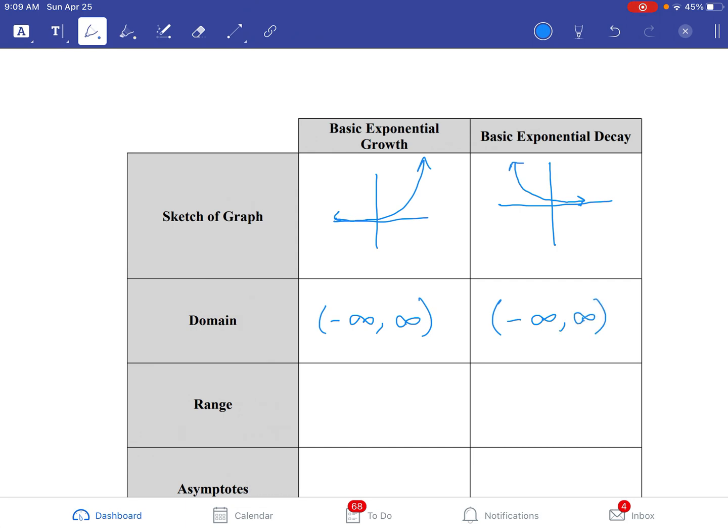For the range, now this is a little more tricky. You would think that the graph is going up for a growth function, that it's going up from something, and it's going up from the negative, but that's not true. Okay? In a basic exponential growth function, it's not going to cross the x-axis, so it's never going to get to 0 on the y-axis. So what we say is it can go really close to 0, but it can't actually touch it, so that's going to be 0 with a parentheses, because it's not actually going to include 0, going up to positive infinity, because it's going up.